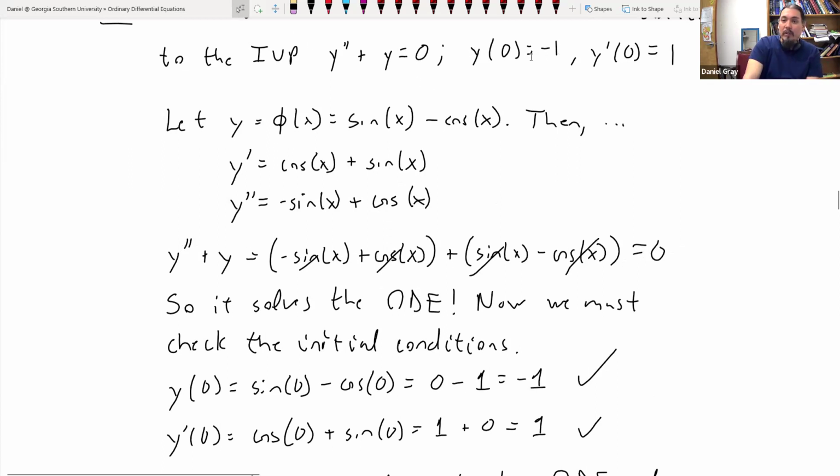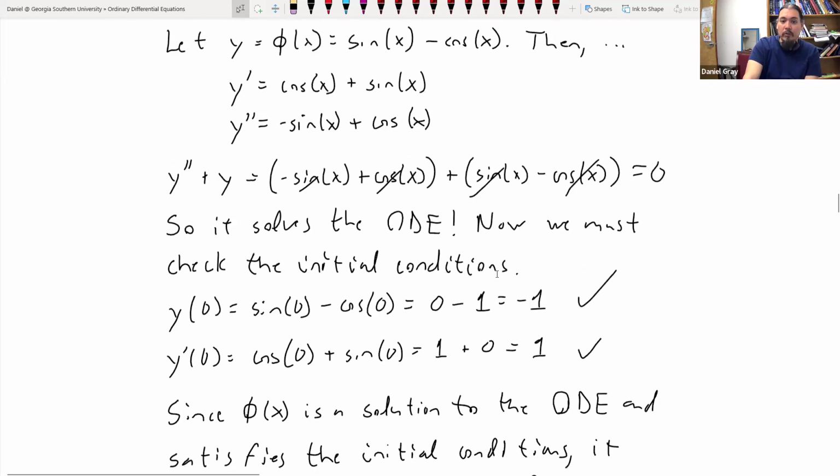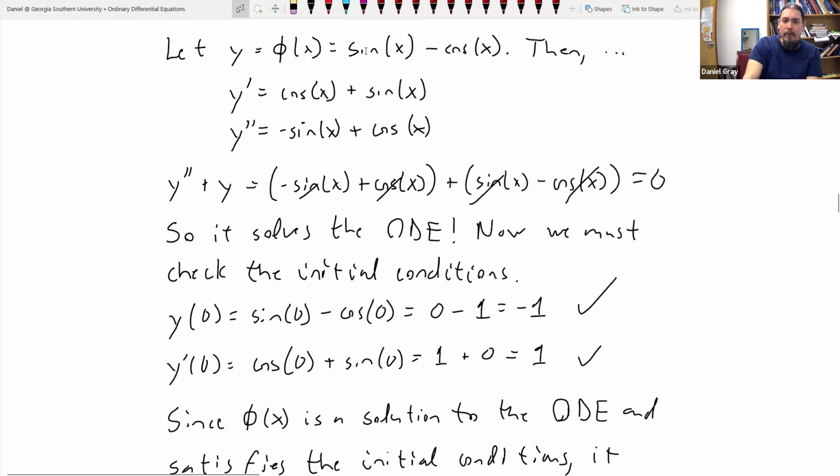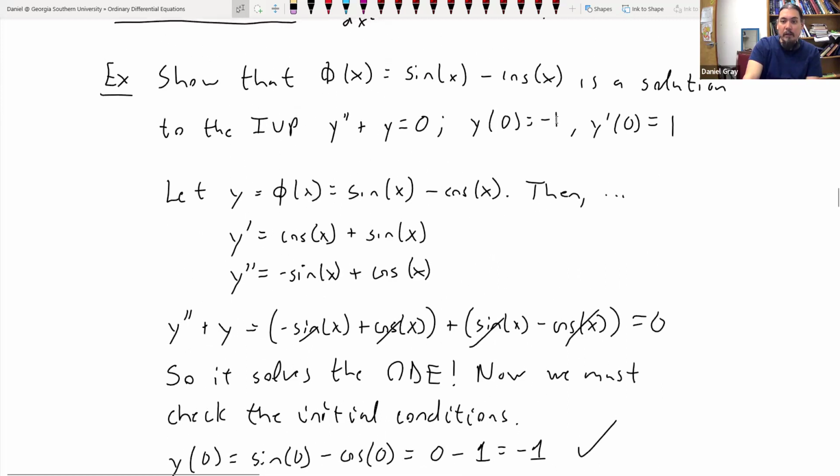Now we need to see that it satisfies these two initial conditions, okay? So y of 0, right? Remember our y function is sine of x minus cosine of x. So y of 0 will be sine of 0 minus cosine of 0. Sine of 0 is 0, cosine of 0 is 1, so we get 0 minus 1 is negative 1, which is exactly what we wanted.